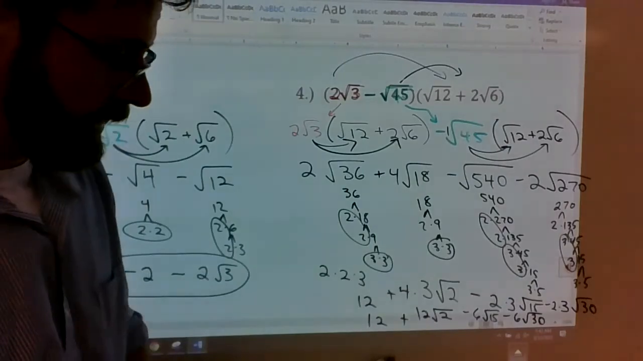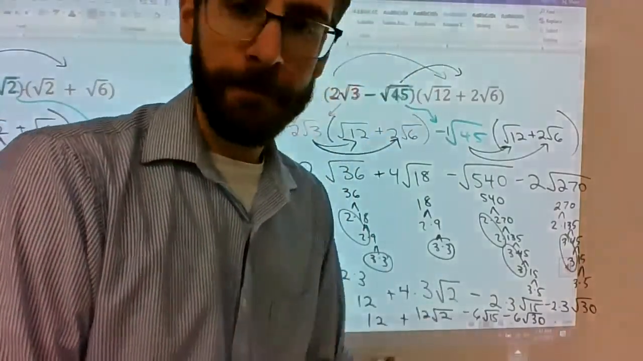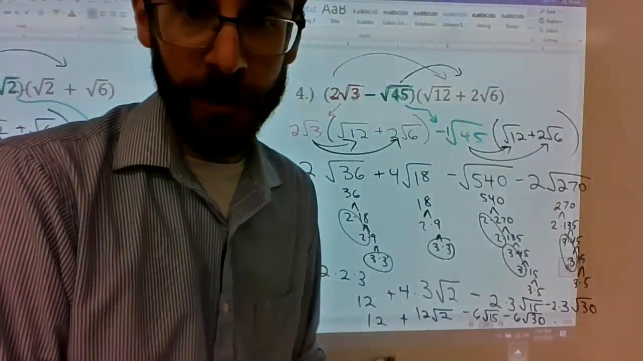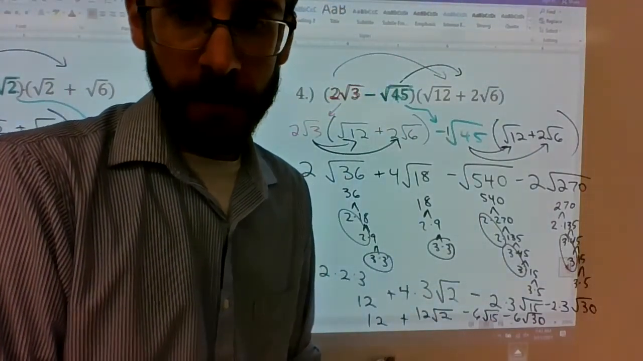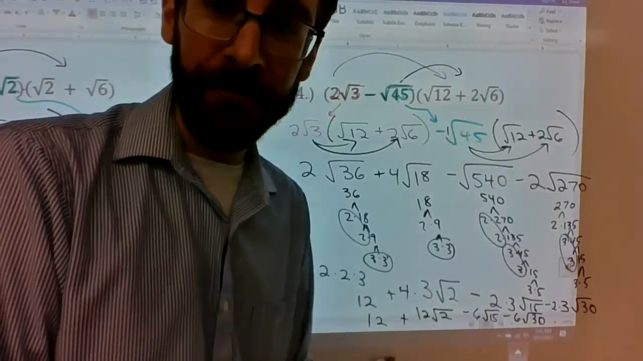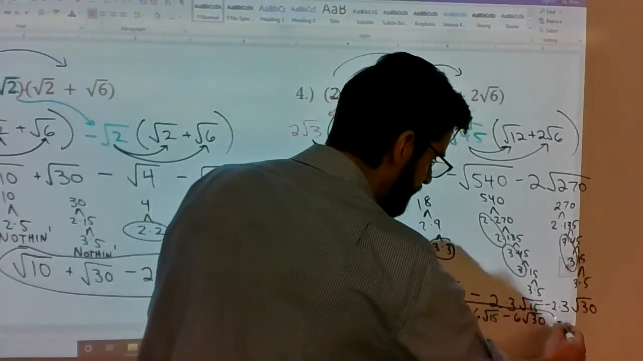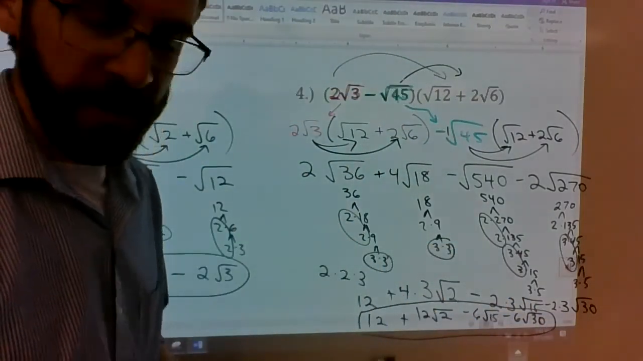Okay. Root 2, root 15, root 30. They're not the same. I can't add or subtract any of them to one another. A sad day in Mathville, but that's okay. Because as long as we understand that you can't combine them, that's my goal. That's what I'm getting after.